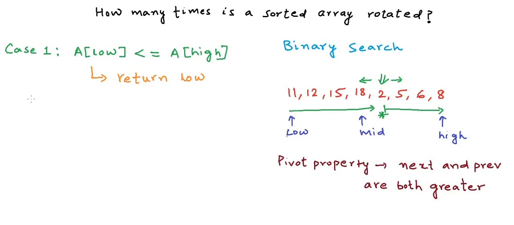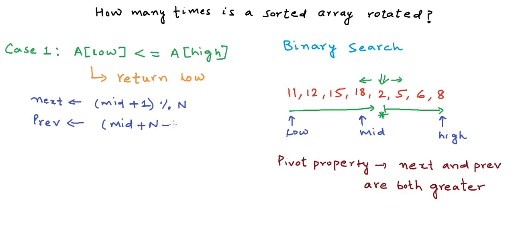So here we calculate next as mid plus 1 modulo n. Modulo n because if mid is the last index in the array, we need to go to the first element. So the modulo operation does that. And previous would be mid minus 1 modulo n. And we will also add n here so that mid minus 1 does not become a negative number.